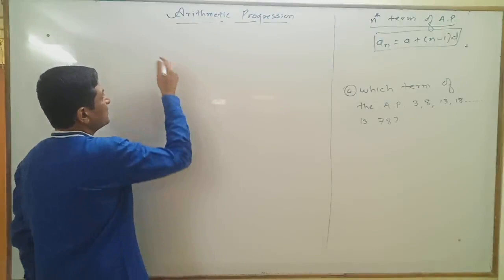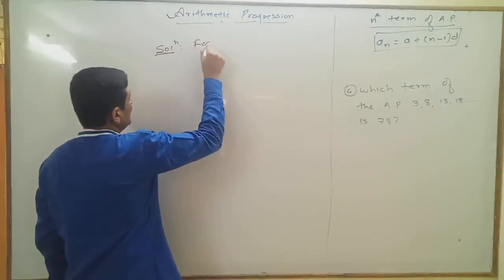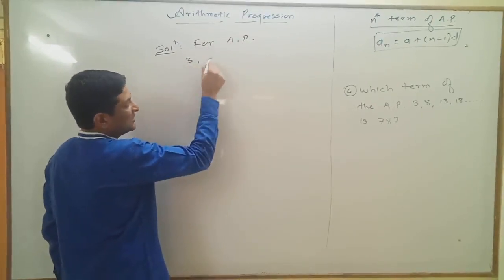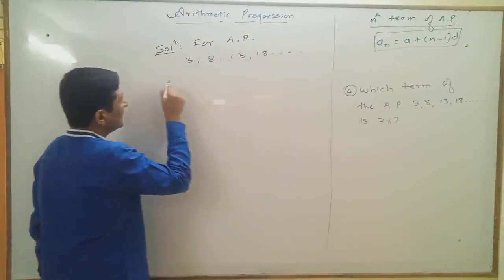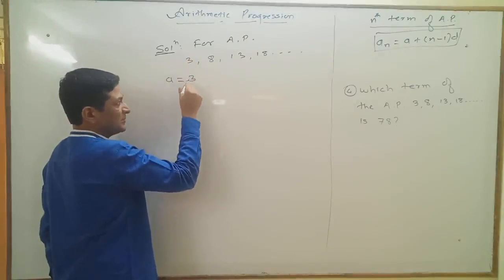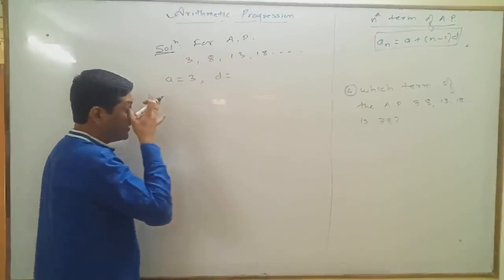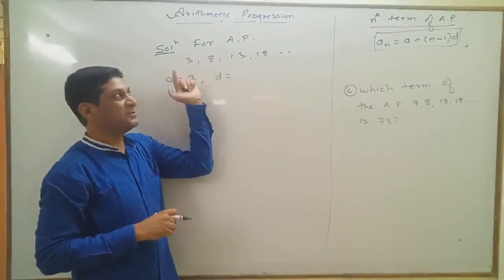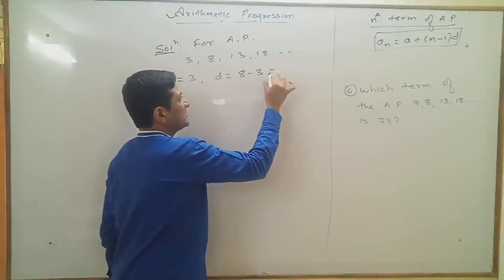So first check what are the given conditions. First write down the arithmetic progression: 3, 8, 13, 18. A means first term, so a is equal to 3. D is the common difference: take the difference of any term and its previous term. So here 8 minus 3. 8 minus 3 is equal to 5.